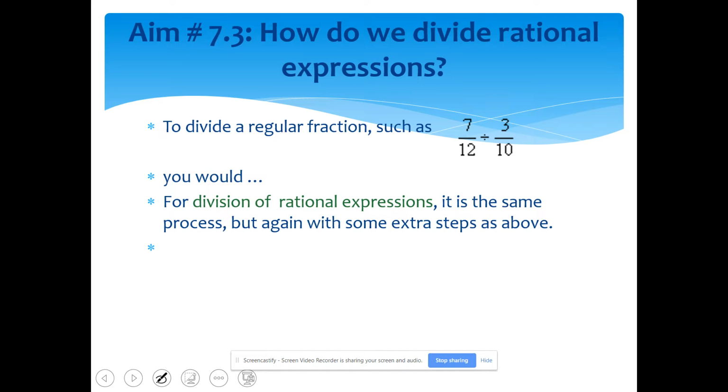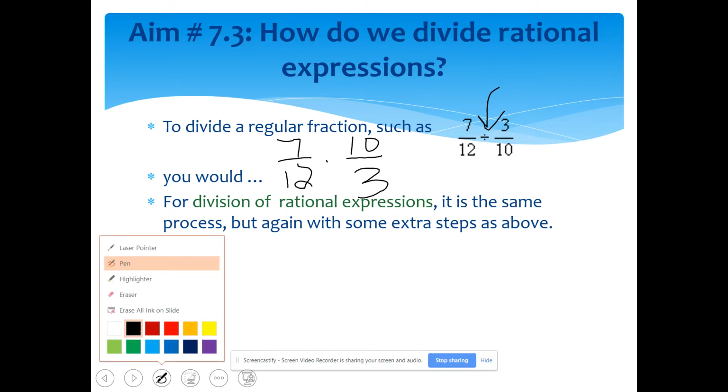There is that one extra step, though, of the fact that we never actually divide fractions. Instead, we multiply by the reciprocal. So on the right side there, the reciprocal of 3/10 is 10/3. We flip it upside down. Now it's multiplication, and we're doing the same stuff that we did for the multiplying.